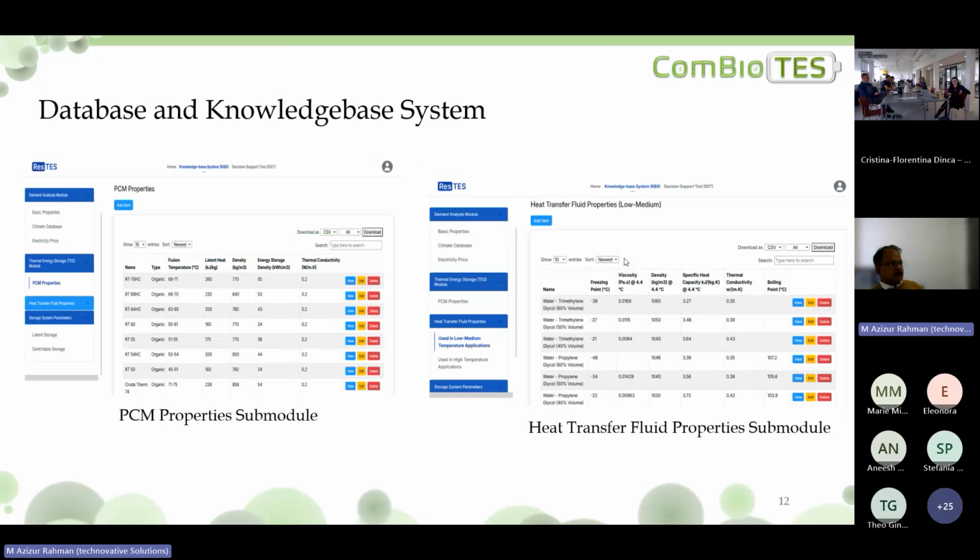There are some more on the PCM properties. We collected a lot of PCM properties from different literature, so these are already here. It is cumulative. And we also put heat transfer fluid properties. This is also a collection of different databases, and we put it here where relevant.